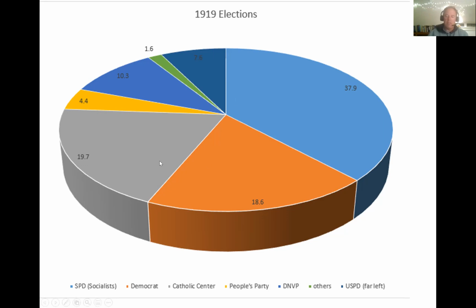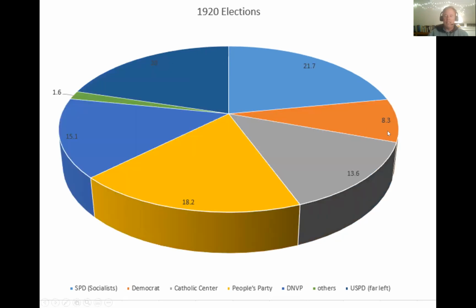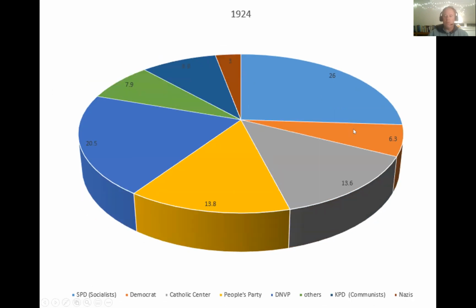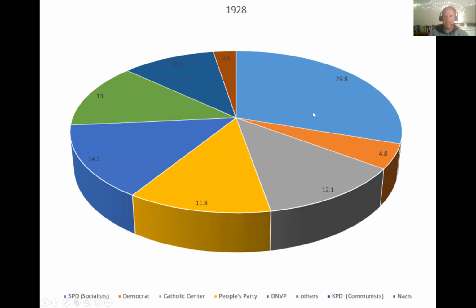The Democrats, the Catholic Center and the Social Democrats had been around before the creation of Weimar, but the Democrats are a product of Weimar. So they get 18% of the vote in 1919. In 1920, their support drops to 8%. In 1924, their support drops to 6%. In 1928, their support drops to 4.8%. And this Weimar coalition of these three parties increasingly contracts.